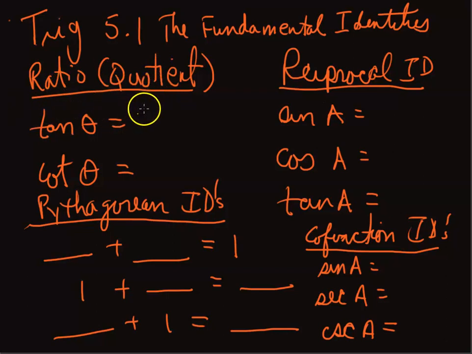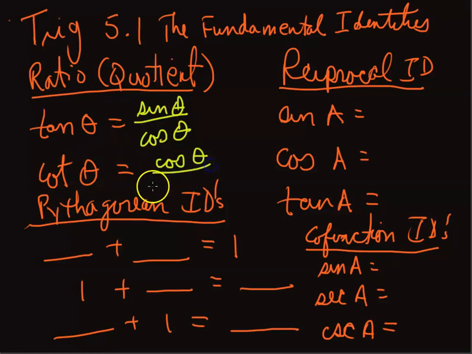So for the ratio, the quotient, the tangent is the quotient of two other trig functions. It is the sine, since they use theta, over the cosine in the denominator of that theta. Now, whatever angle we use here, I used theta here, I used A over here, make sure you use the same angle. The cotangent of theta is a ratio of cosine theta over the sine of theta.